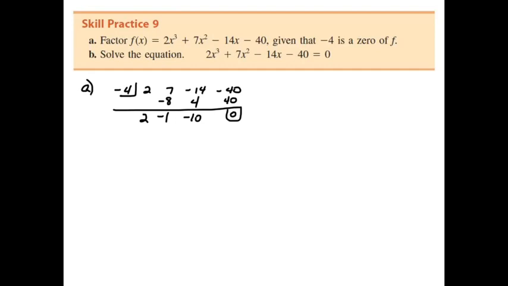So now what I have is x plus 4, because remember, when it goes into the factor, it's the opposite sign, and I have 2x squared minus x minus 10. Then I need to see if I can factor this with the x squared in it. So I need factors of negative 20 that multiply to be negative 20, add to be negative 1. So it would be negative 5 and 4: 2x squared minus 5x plus 4x minus 10. Factor using grouping.